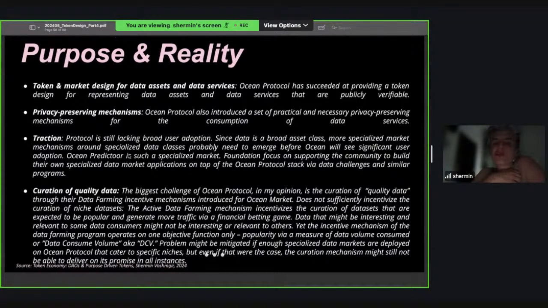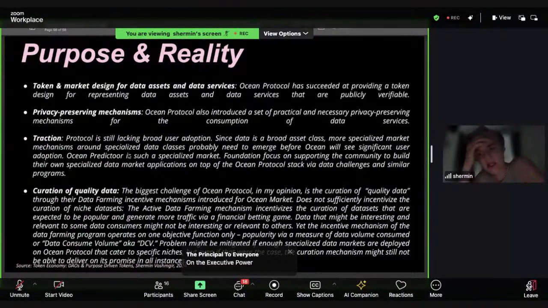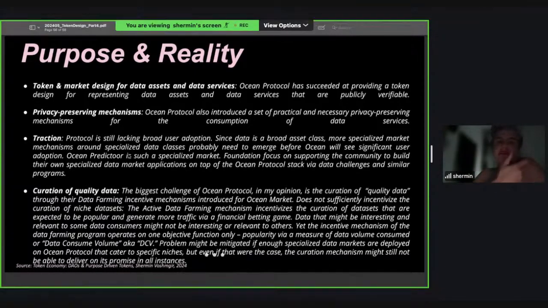The only real challenge that I see, or criticism that I would have, is the way they try to resolve the curation of quality data. This is my personal opinion, right? And I've discussed this a bit with Trent also, because the way they're trying to curate quality data is through their data farming incentive mechanism, for example, which they introduced for Ocean Market.